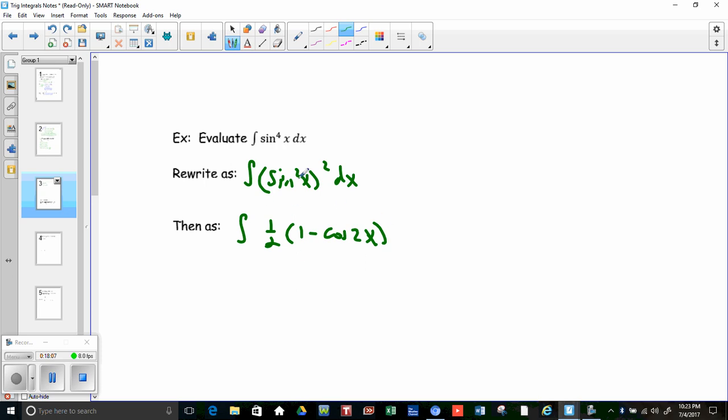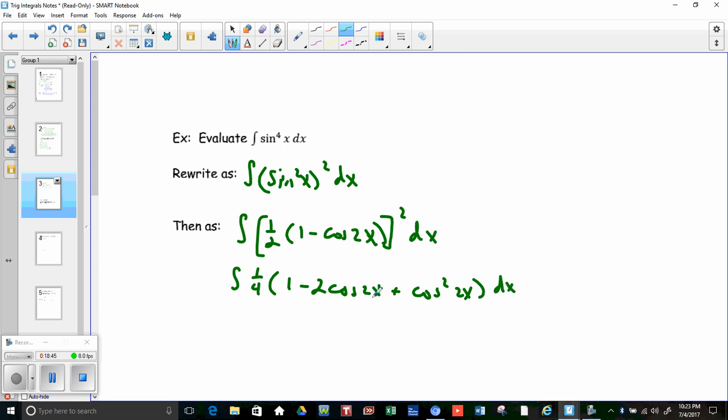Now this whole thing is what's inside this parenthesis, so that whole thing gets squared. So I have to square the whole thing here. I have to square the 1/2, which is 1/4. I have to square this, which is a FOIL: 1 minus 2 of these, which is cosine 2x, and then squaring that is going to be plus cosine squared 2x, dx. Alright, first thing I see is I can pull that 1/4 to the front.